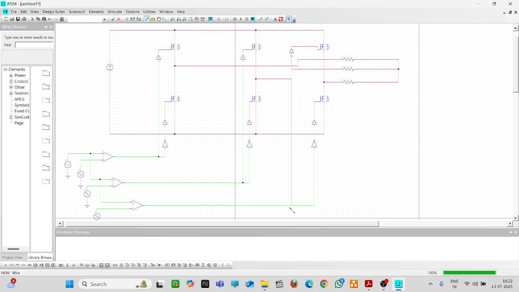Okay, this has been done. The waveform, the complete thing, has been done. So now we'll try to obtain the waveform. For that, the voltage probe is required. Yes, the voltage probe is required for this.